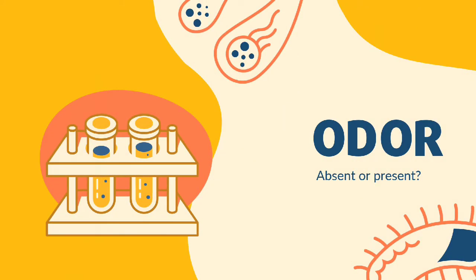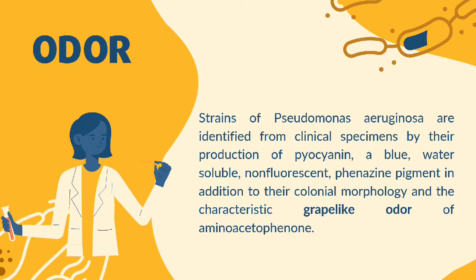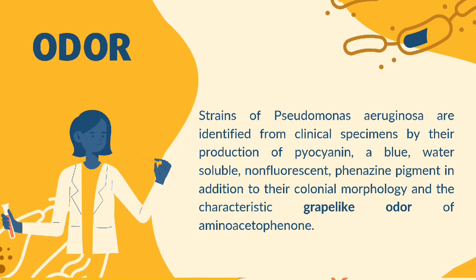Odor. Is odor absent or resembling? In an ordinary medium like nutrient agar, P. aeruginosa produces a characteristic grape-like odor of aminoacetophenone. Being a non-fermenter, the bacterium is also associated with acid production in culture rather than gas.